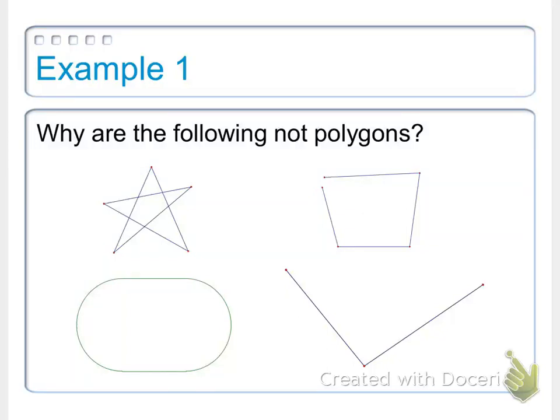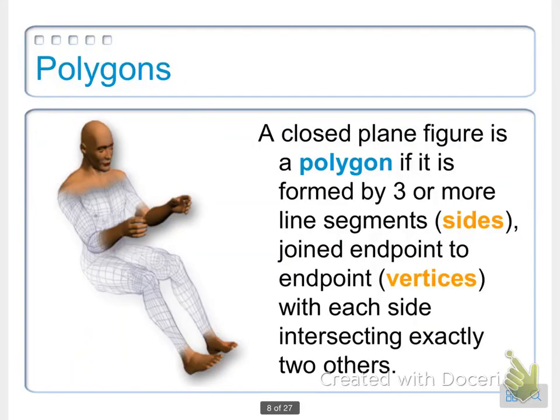Okay, we're talking about polygons here, and in example 1, this is the notes for section 1.6 in the textbook. The notes that I have for you give you some information and then ask you to do something with it. And so here's one we have to do. It says, why are the following not polygons? Well, if you forgot what the definition of a polygon was, I happen to have it here.